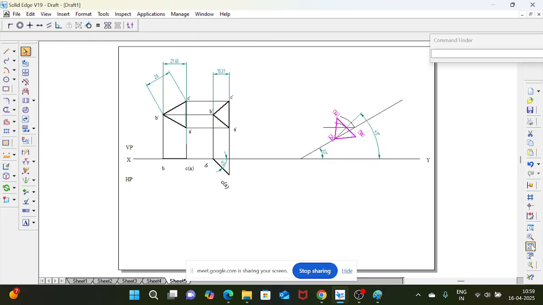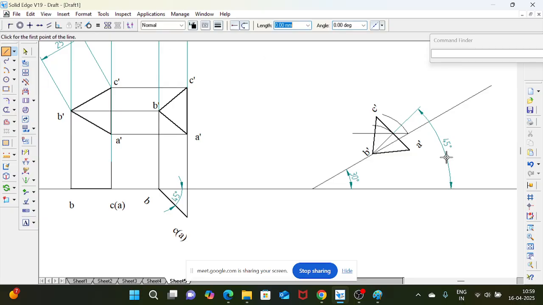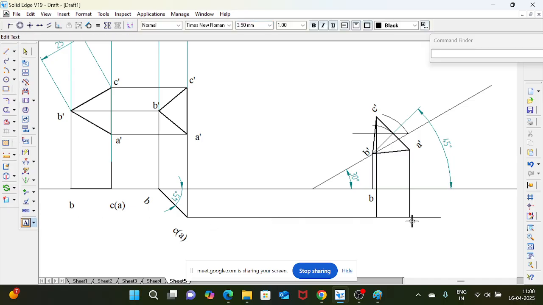Then fit child. With the help of projection, get the top view. Select the line. Select the normal line. So your B projection will be on the XY line. Mark this as B, and your CA projection will be here. This line's A projection will be here, and C projection will be here. Then mark this as A and this as C. Trim the unwanted projection.